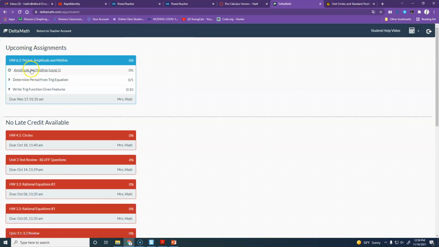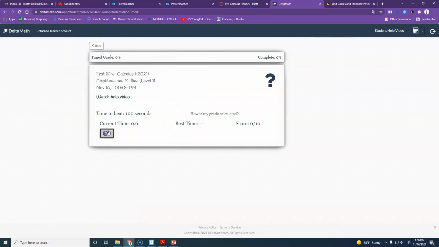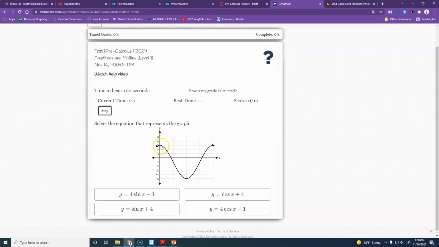Okay, so amplitude midline, this is going to be timed, but that's because they're super fast to do. So it's going to look like this when you start. You're just going to have to find, like, amplitude of this would be, midline right here looks like it's at -1, amplitude 1, 2, 3, 4. So it's going to be, oh wait, how do we know whether it's sine or cosine?